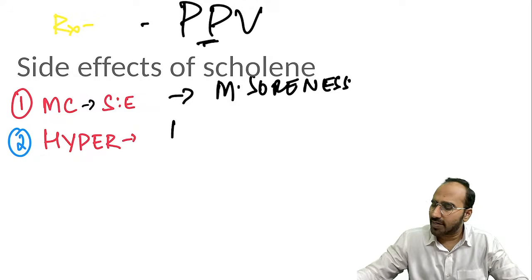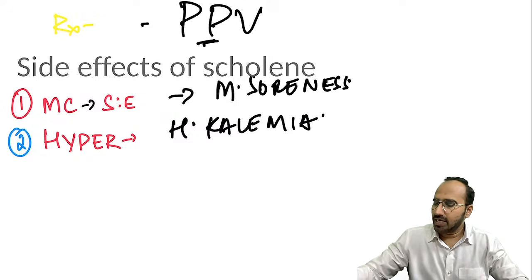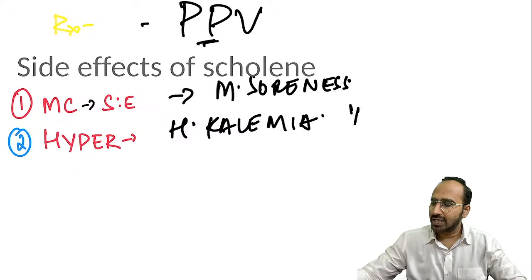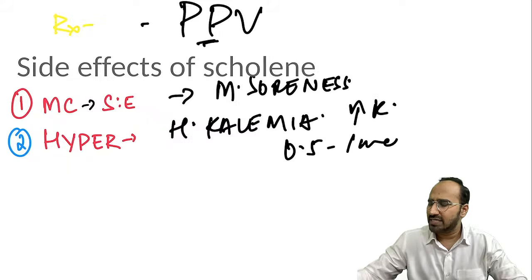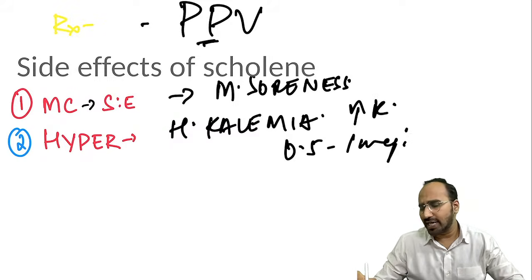The second most common complication is hyperkalemia. Hyperkalemia is increase in the potassium. Usually it increases the potassium by 0.5 to 1 milliequivalents. Due to this reason, scoline is avoided in patients who are already hyperkalemic.